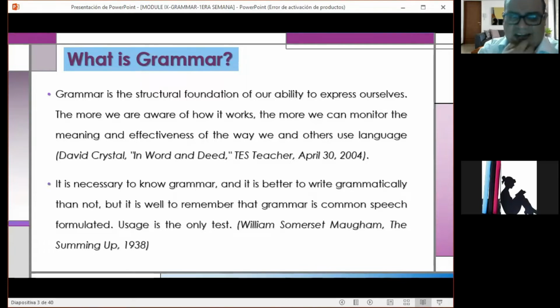Another one. William Somerset Maugham, The Summing Up, 1938, says: It is necessary to know grammar, and it's better to write grammatically than not, but it's well to remember that grammar is common speech formulated. Usage is the only test. Notice, according to William, grammar is common speech formulated. Notice here, what is the definition of grammar according to William Somerset?